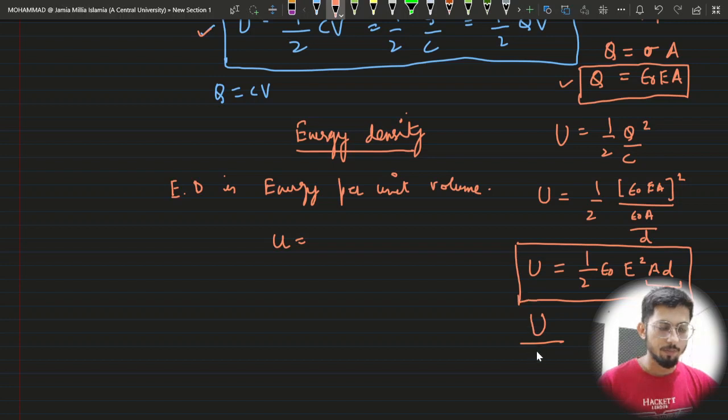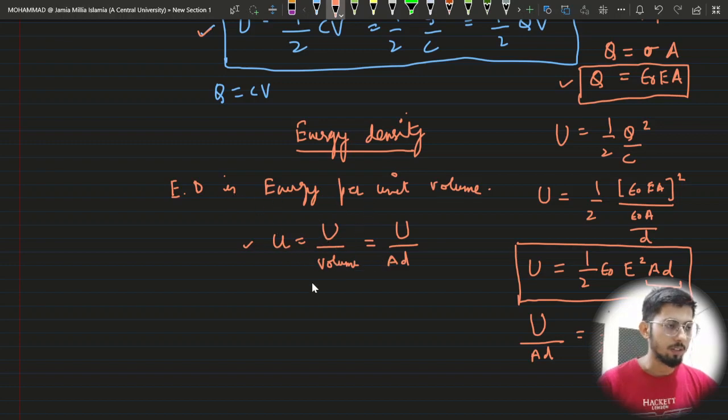So what you do, you take this A into d to the left hand side, in the denominator. We are just tweaking it. So U upon Ad is equal to half epsilon naught E square, and this, which is a small u, is in fact U upon volume, because this is the energy per unit volume. So for a capacitor it is U upon Ad, isn't it?